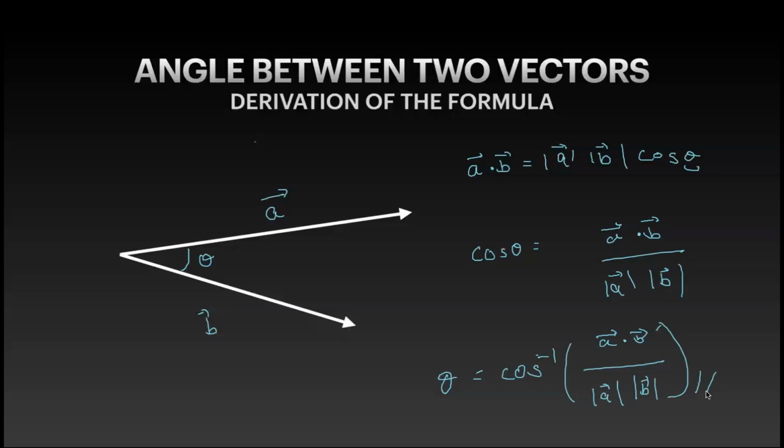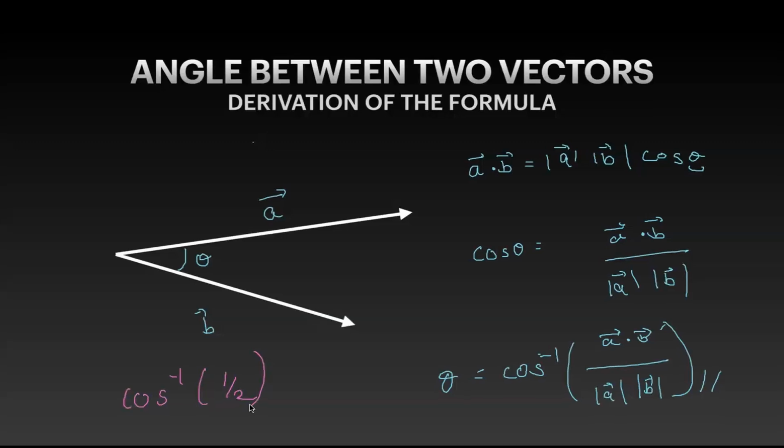And in case you don't know what cos inverse of something means, I will explain it to you very quickly. Assume you have cos inverse of 1 by 2. This means at what angle the value of cos will be 1 by 2. That is 60 degrees. When is cos theta 1 by 2? At 60 degrees. Cos 60 is 1 by 2.